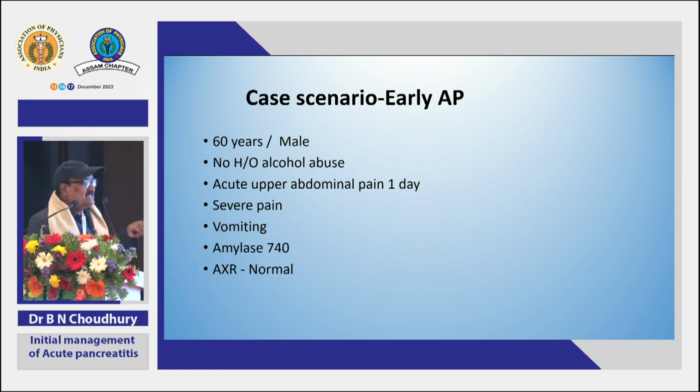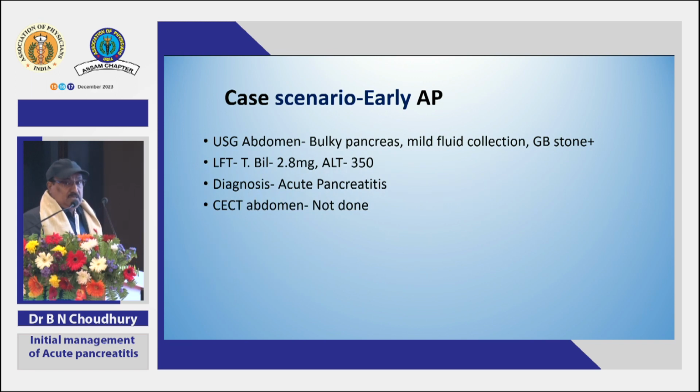This is a good thing done by the resident, the X-ray abdomen, because this is also an important examination in acute abdomen in the emergency. Because we can rule out lots of emergency situations by doing an X-ray abdomen, both erect and supine position. And ultrasound was done. Ultrasound shows bulky pancreas, mild peripancreatic fluid collection, and gallbladder stone was present. Bilirubin was 2.8, and ALT was 350, and the diagnosis was a case of acute pancreatitis.